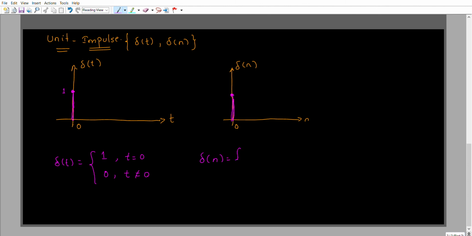So you all have to learn to write the definitions looking at the given signal, or when a definition is given, you must be able to draw the signal. So delta of n is 1 when n is equal to 0 and 0 when n is not equal to 0. Okay, so this is all about the elementary signals. In the next video, we will learn about classification of signals.